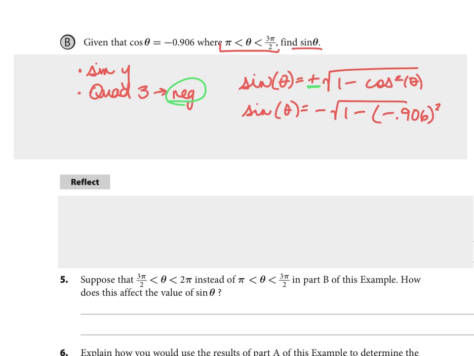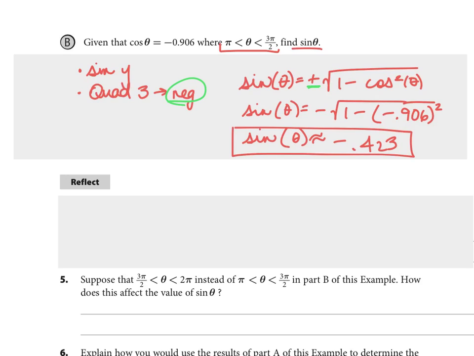0.906 squared. So we're going to go ahead and work that out in my calculator. All right, and we want to make sure that you put parentheses in all of the same places that you wrote them. And when I type that in, I'm going to get, it's not an exact value, it's still approximately negative 0.423. All right, so that's going to be our approximate value for sine.